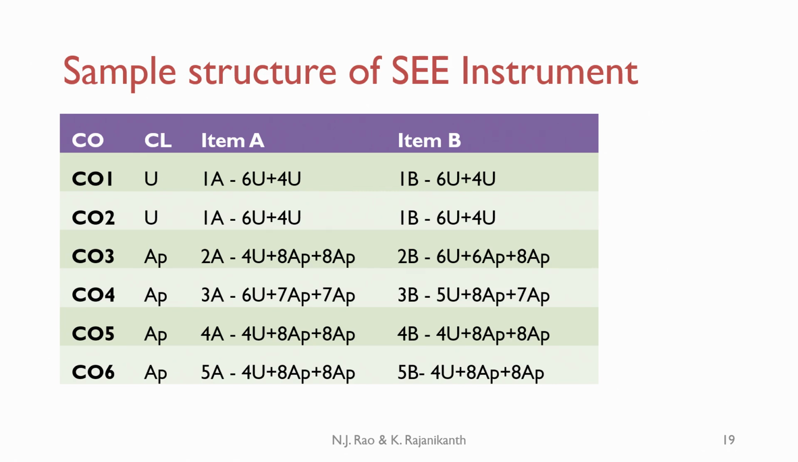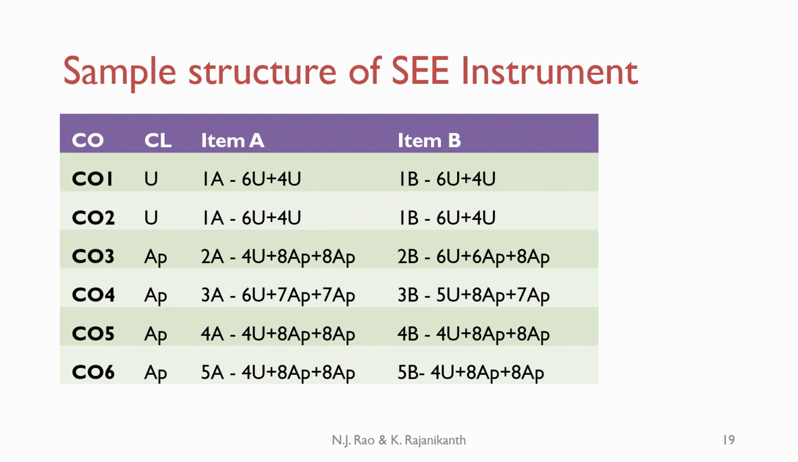So, we can say that corresponding to CO1 we would like to give 6 marks at understand level, and another question 4 marks at understand level. CO1 is at understand level, and that is assessed using 2 items, both at understand level, one for 6 marks, another for 4 marks. Similarly, the choice alternative for it also has 6 marks at understand level and 4 marks again at understand level. So, we need 2 items, one item of 6 marks, another item of 4 marks.